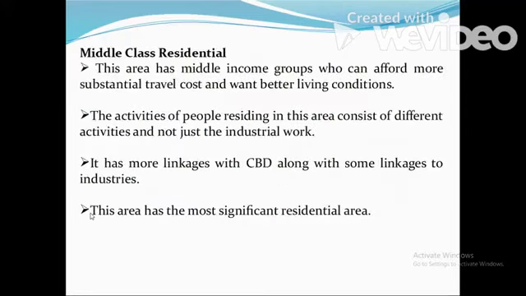Then moving on to the next, we find the middle class residence. Again, it is almost the same as in the previous Burgess theory. And because it is specially a residential area, people over here enjoy better facilities. And this is almost the same as the Burgess theory.